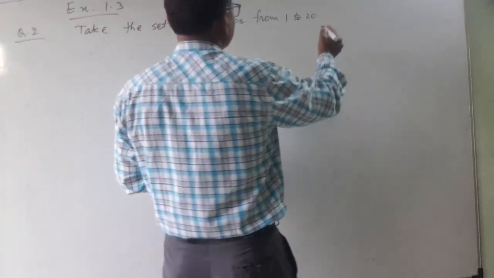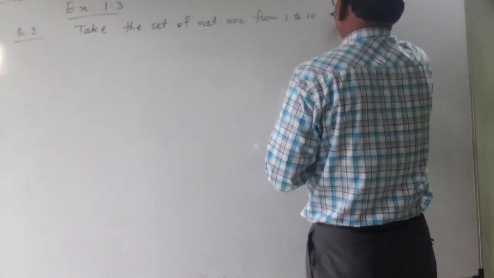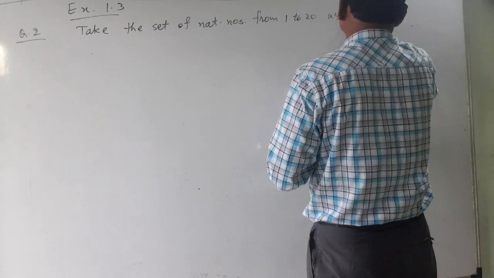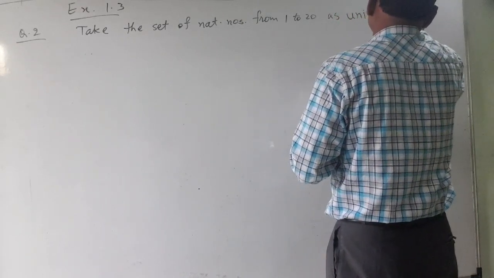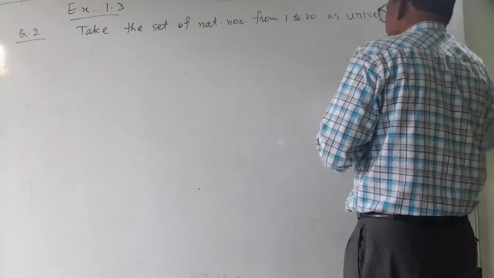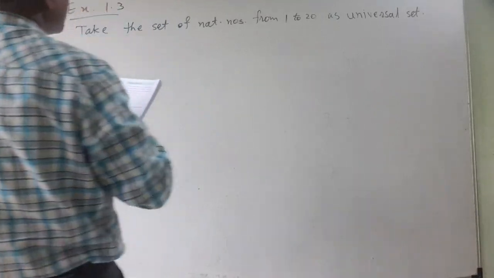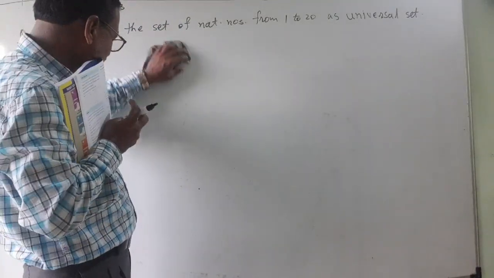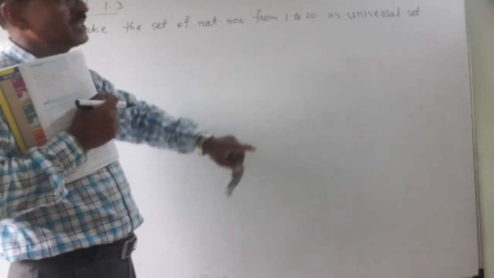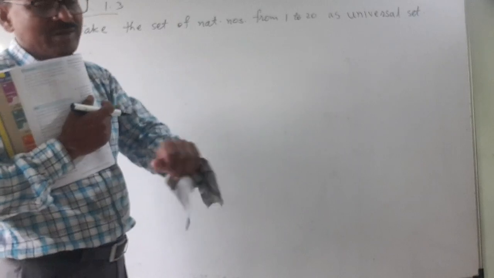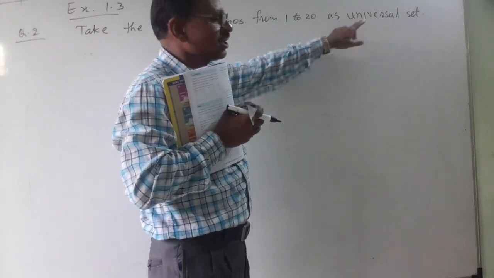Take the set of natural numbers from 1 to 20 as the universal set. What is meant by universal set? That also you should understand. Universal set means the given sets are the subparts of this, means the subsets of this. This is the bigger set than the given sets. But the given set should have the numbers in this also.